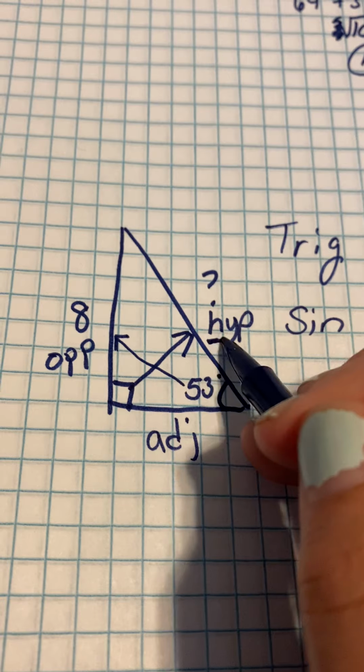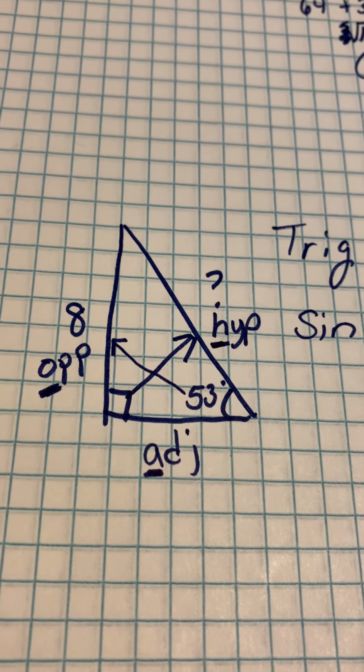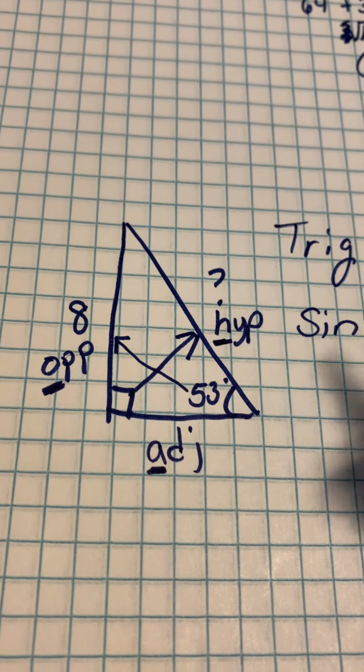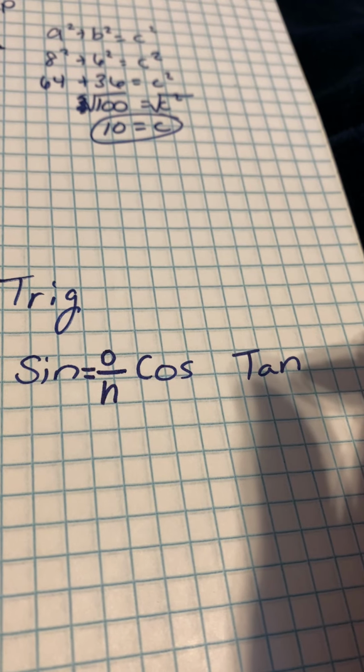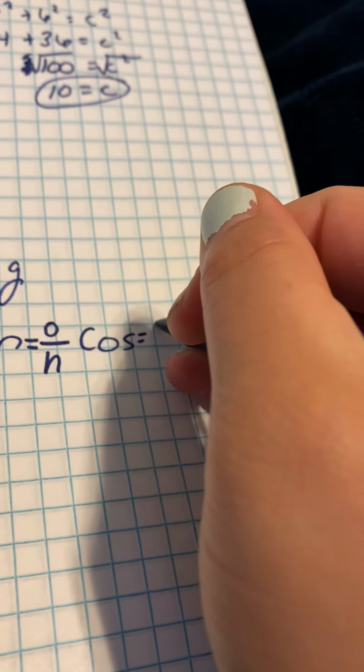I'm going to use the first letter in our problems. If I use H, I'm talking about the hypotenuse. If I use O, I'm talking about the opposite. So the sine of an angle is equal to the opposite over the hypotenuse. The cosine of an angle is equal to the adjacent over the hypotenuse. And the tangent is equal to the opposite over adjacent.